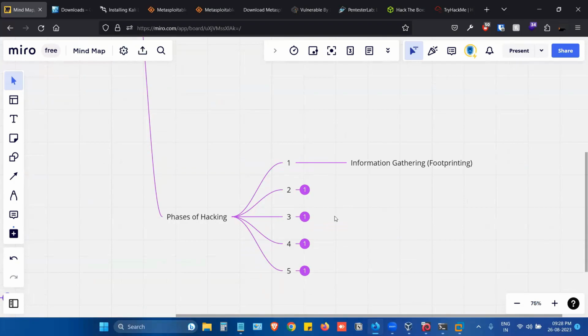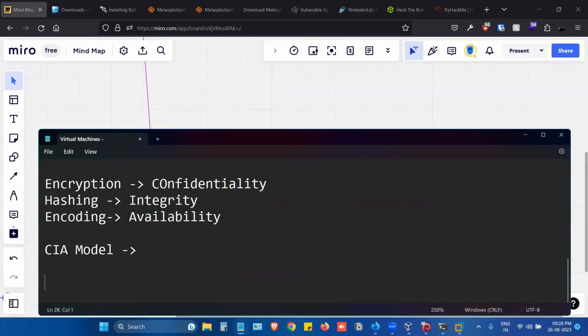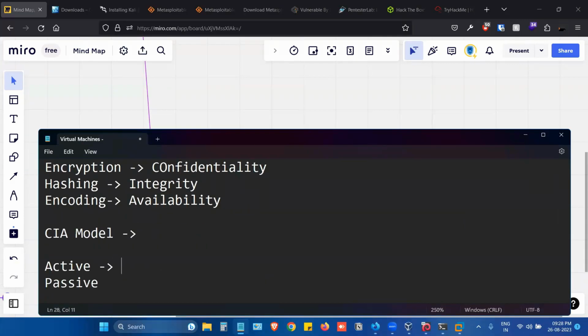There are 2 types of information gathering. The first one is active, the second one is passive. Active footprinting means we are directly interacting with the target and gathering information from the target. And for the passive one, we are gathering information without direct interaction, that is, indirect interaction.